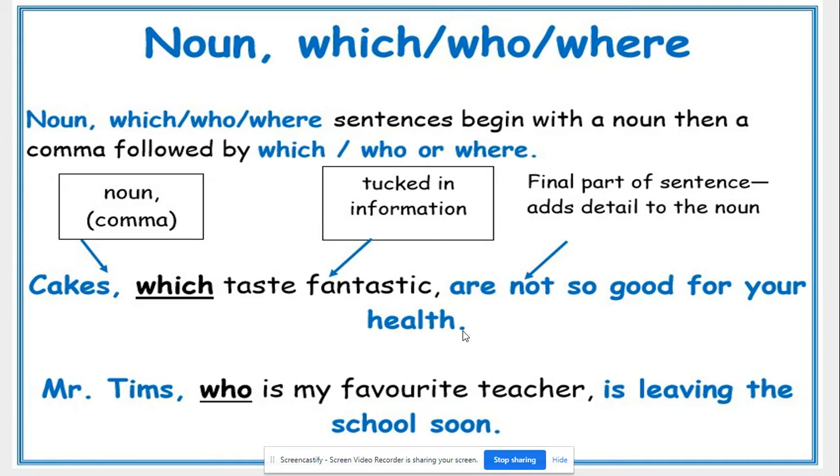The one underneath: Mr. Timms, comma, who is my favourite teacher, comma, is leaving the school soon. The bit in blue again is the main clause. Mr. Timms is leaving the school soon. That makes sense on its own. Who is my favourite teacher is the embedded or subordinate clause. It does not make sense on its own.